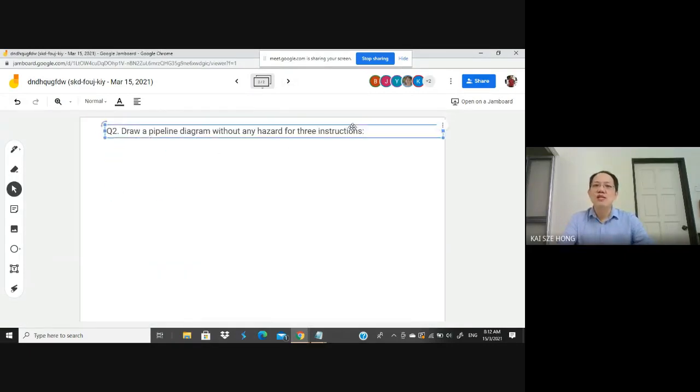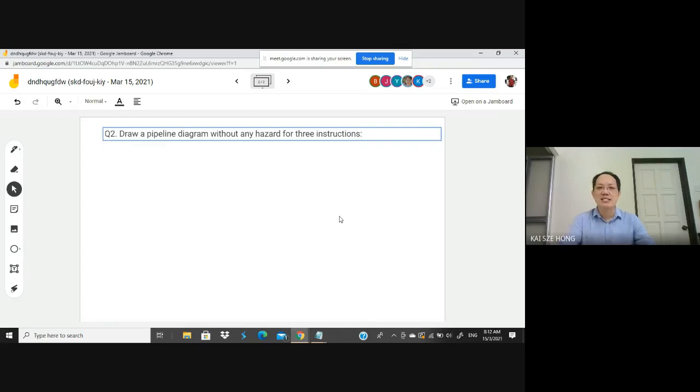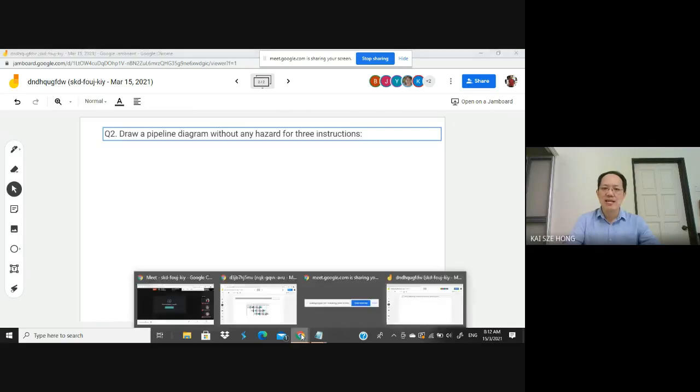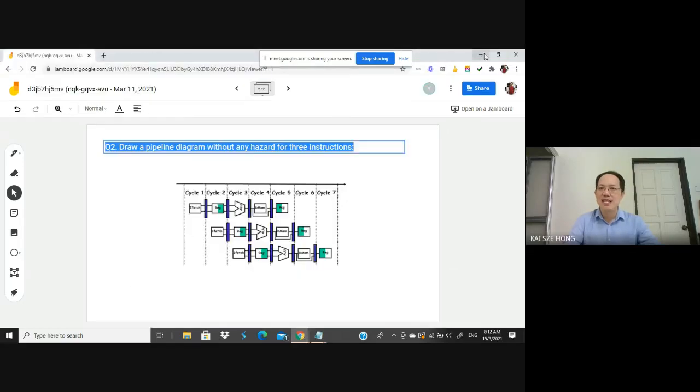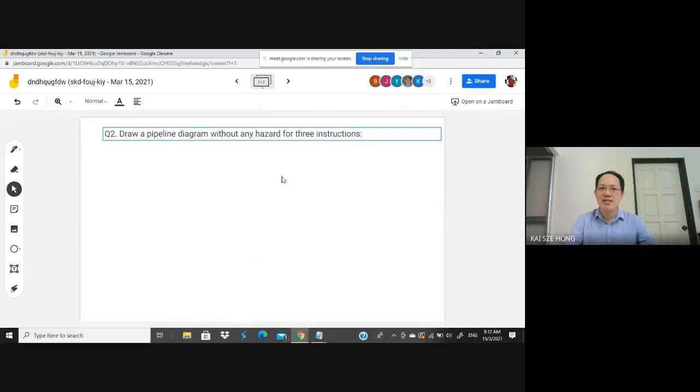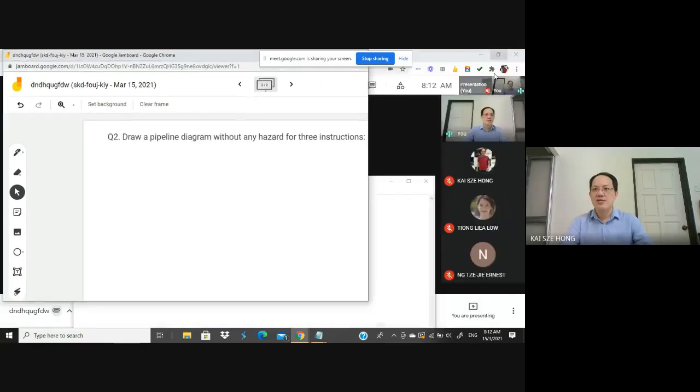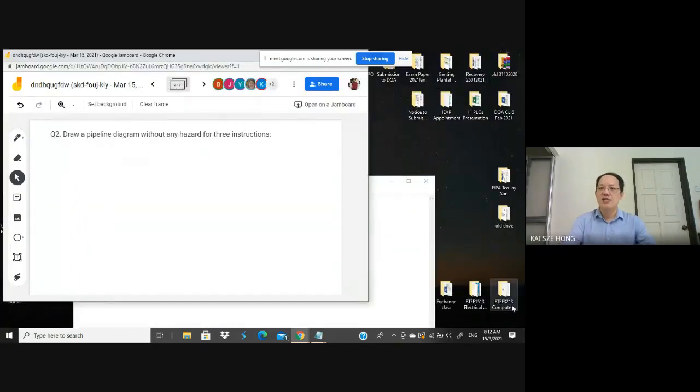Question 2. Draw a pipeline diagram without any hazards for 3 instructions. So you must know how to draw a pipeline diagram like this. You have a pipeline diagram, one overlapping the other. Then try to draw a pipeline diagram without any hazards. You can look at it in your lecture notes.